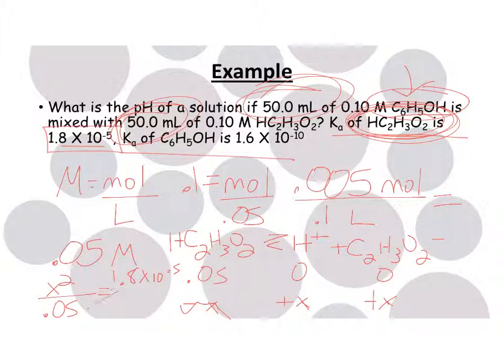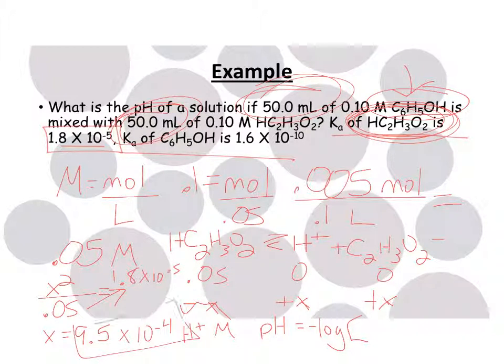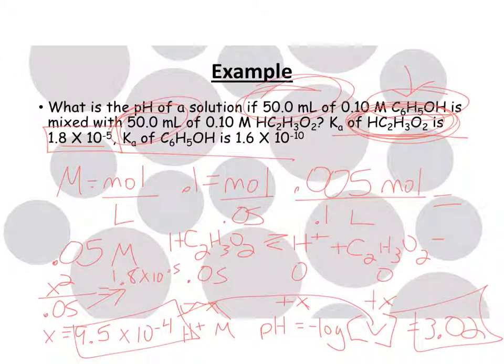All right, so we're going to cross multiply that up and take the square root. So we find that our x value is 9.5 times 10 to the negative fourth. Now that's my H plus concentration, essentially. Okay, so now I'm going to do pH equals negative log of that number. So this whole number is going to go over here, and I get a pH of 3.02. There you go.